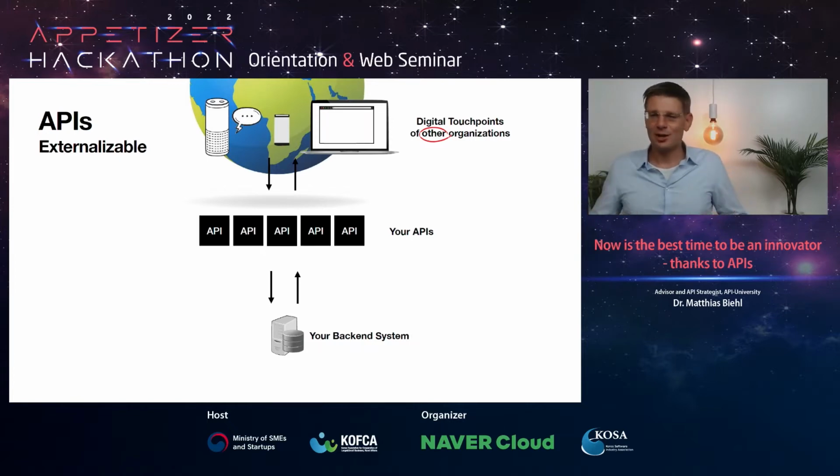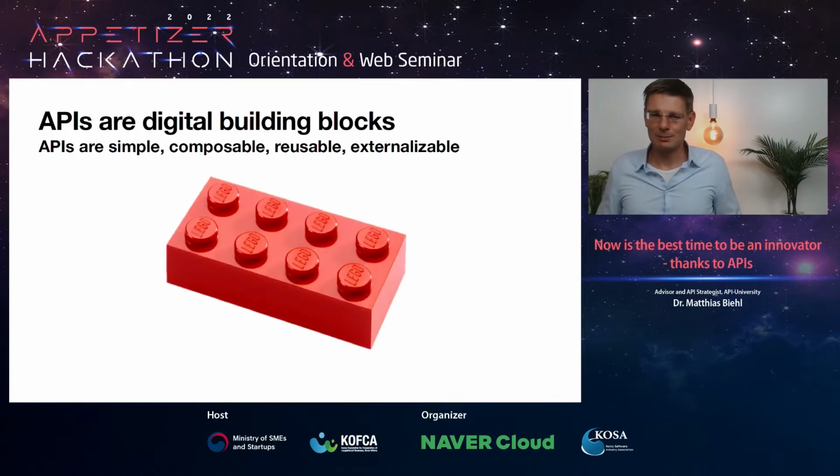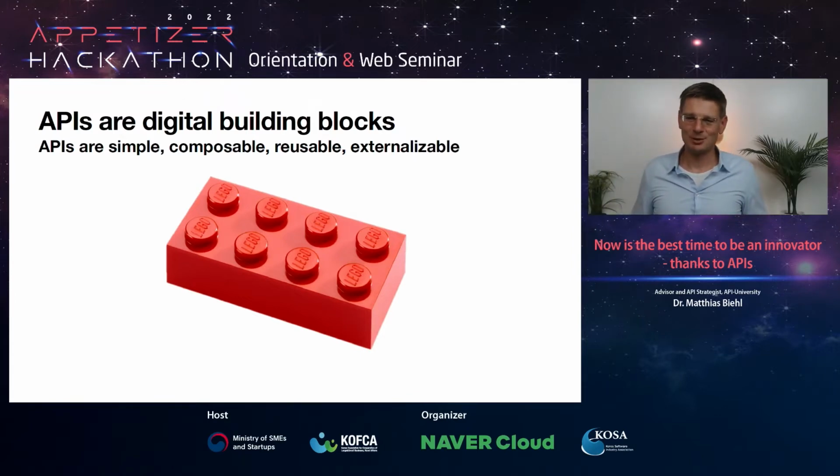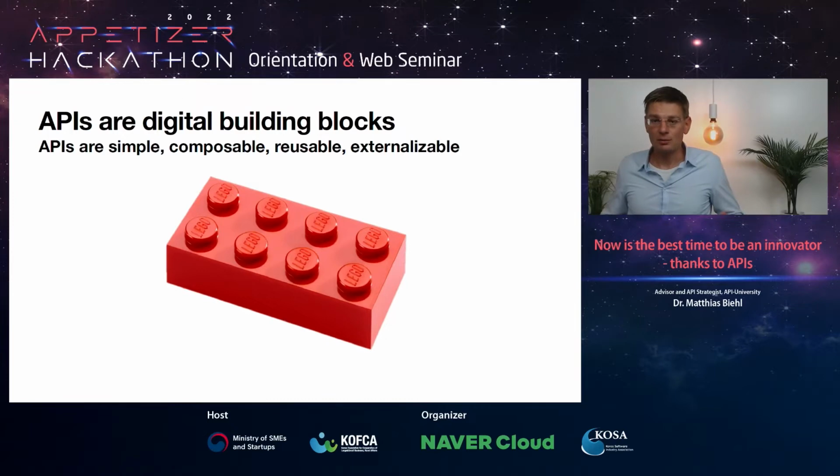So this is externalizing and making things available, like on the World Wide Web. But on the World Wide Web, you have HTML data, right? Here you have functionality and real structured data. So these are all properties of APIs. And together, that's why I say APIs are digital building blocks. They're simple, they're composable, they're reusable, and they are externalizable. And these properties taken together make it possible for an API economy to emerge.